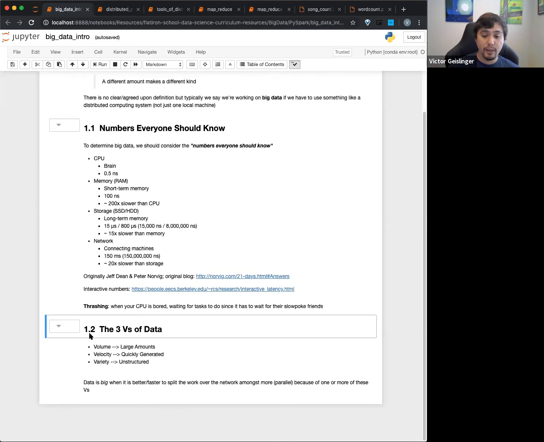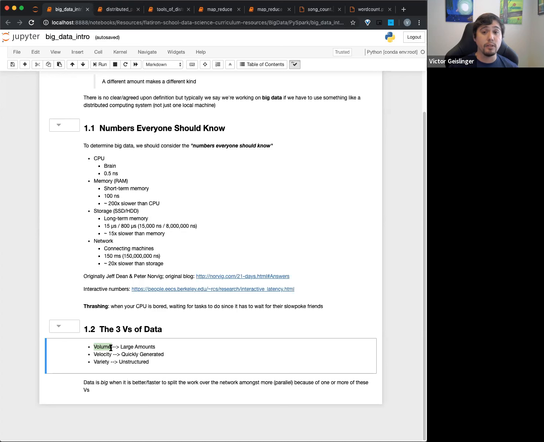Let's quickly go through these three V's. Volume is pretty obvious. If you have a large amount of data that you can't keep on your own computer, that's big data. That could simply mean I have 100 gigabytes of data and I can't fit it all in memory. If you try to load a 100 gigabyte CSV, which can exist, onto your computer's memory, it's not going to fit.